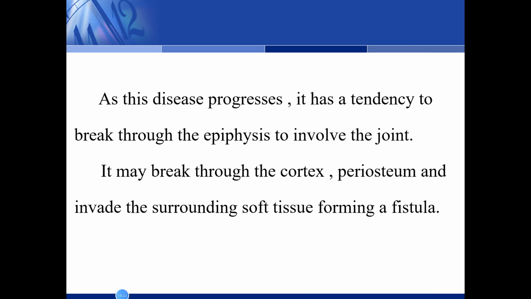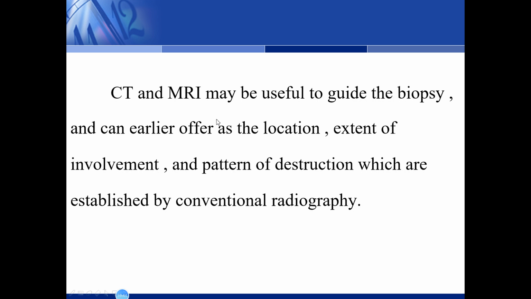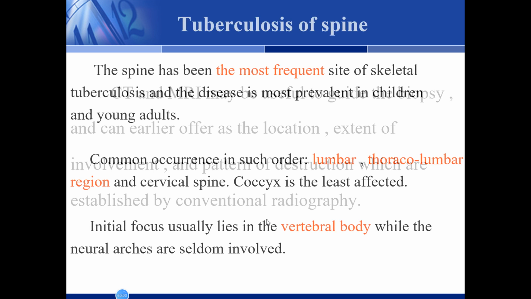As this disease progresses, it has a tendency to break through the epiphysis to involve the joint. It may break through the cortex and periosteum and invade the surrounding soft tissue, forming a fistula. CT and MRI may be useful to guide the biopsy and can offer earlier the location, extent of involvement, and pattern of destruction which are established by conventional radiography.